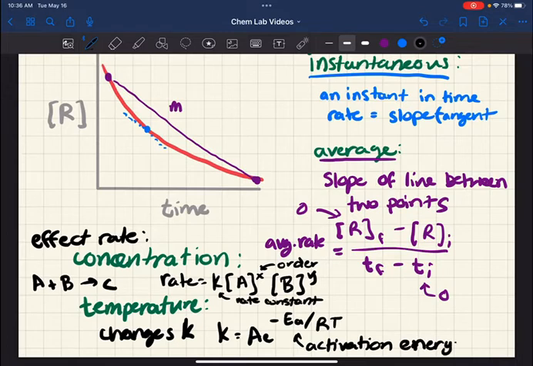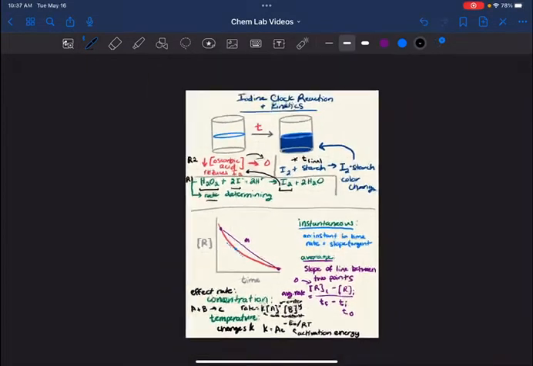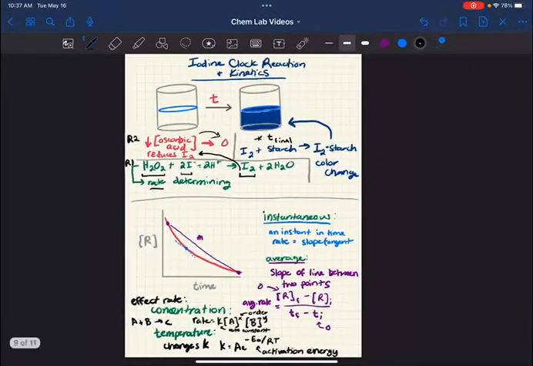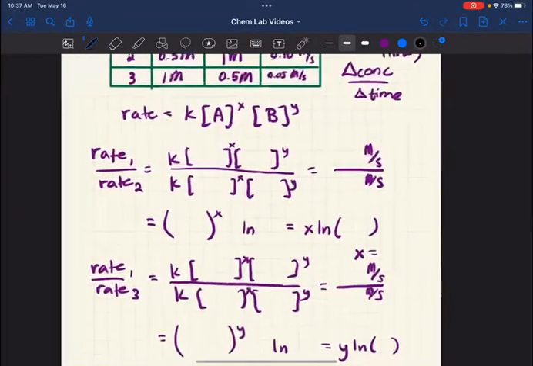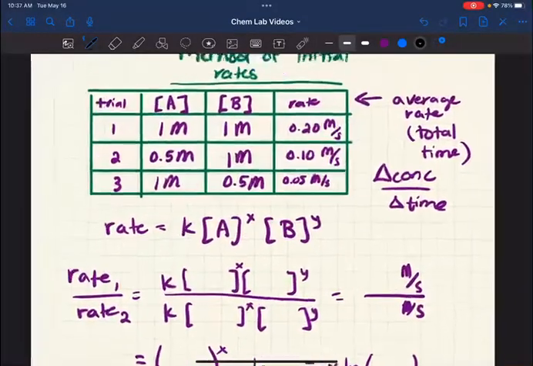We're going to make our iodine clock reactions happen at a series of different temperatures and use the values of the slope and y-intercept to determine essentially what the activation energy is based on the Arrhenius equation. All right, so just a little overview of kinetics and this reaction. But let's walk through an example of the method of initial rates.